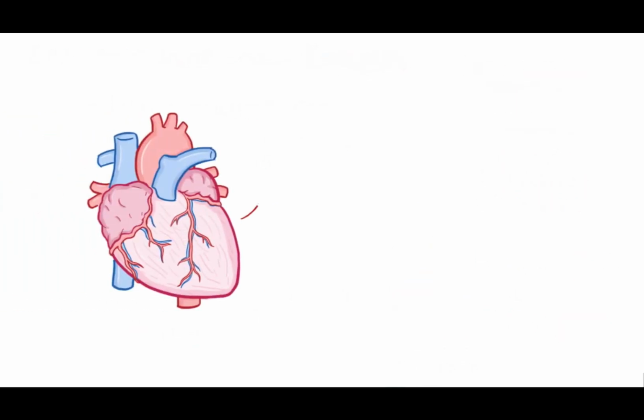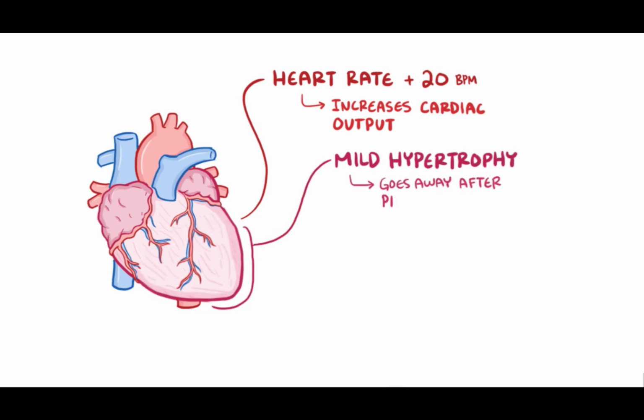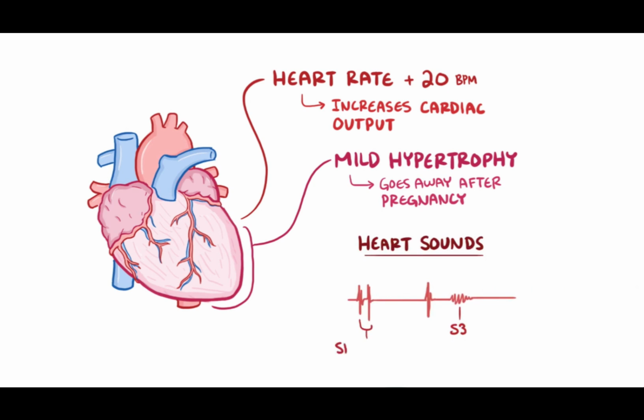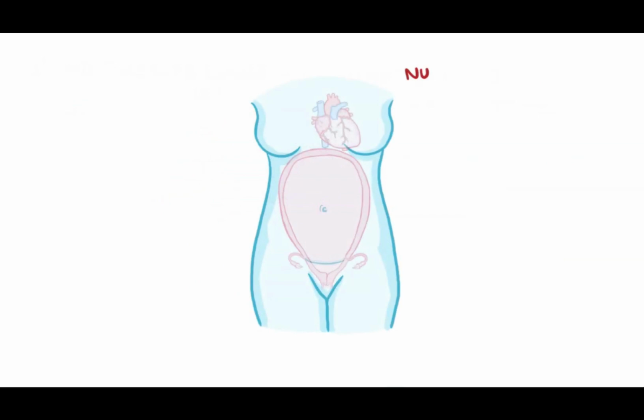To push this extra blood around, the heart rate goes up by about 20 beats per minute, so this increases the cardiac output. In response to the increased workload, there is mild hypertrophy of the heart, which does go away after pregnancy. The high volume state also explains why there's sometimes a third heart sound, or physiologic S3, as well as a split S1, which is where the mitral valve closes slightly faster than the tricuspid valve. Finally, the blood pressure actually falls a tiny bit, even though more blood's getting pushed through the vessels, since progesterone causes them to dilate.